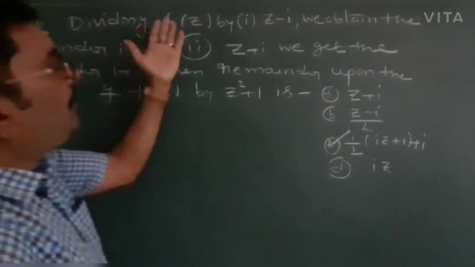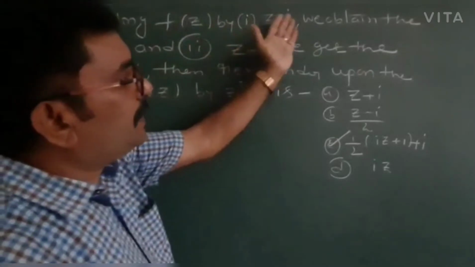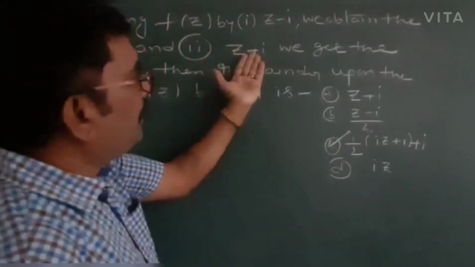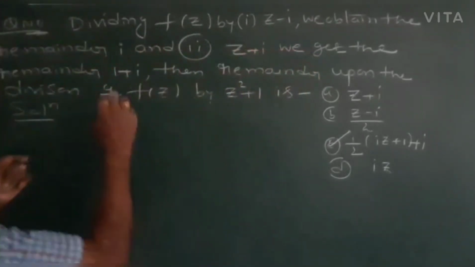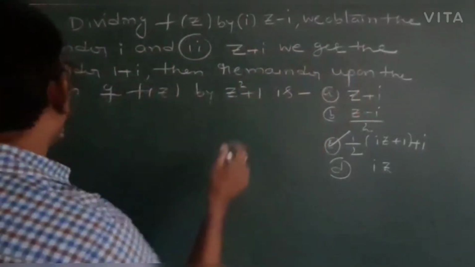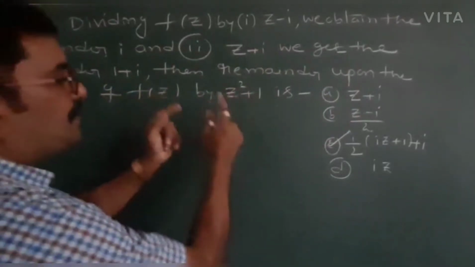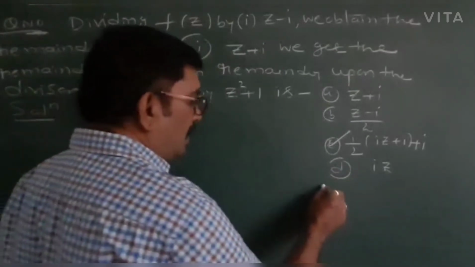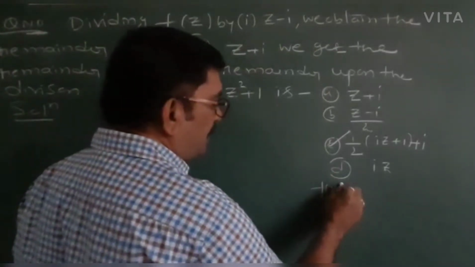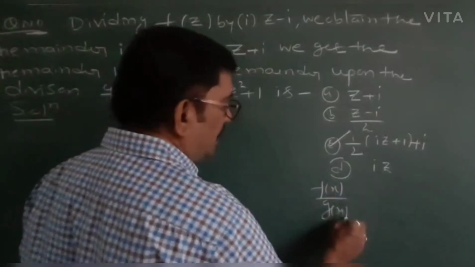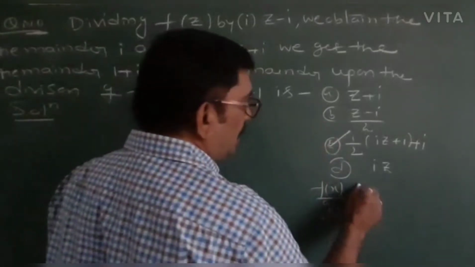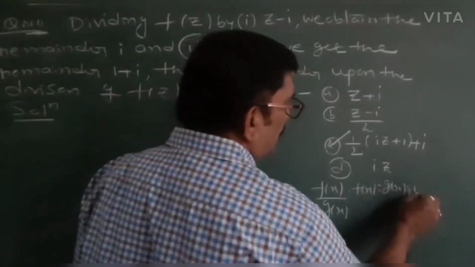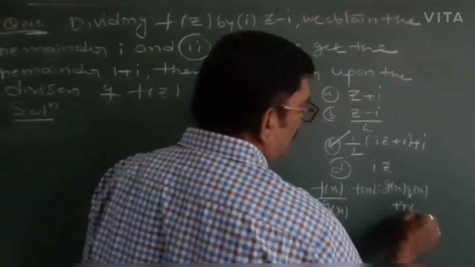Dividing f of z by z minus i, we obtain the remainder as i. And dividing f of z by z plus i, we get the remainder as 1 plus i. Then find the remainder upon division of f of z by z square plus 1. By using the division algorithm, f of x by g of x, I can write f of x is equal to g of x into q of x plus r of x.